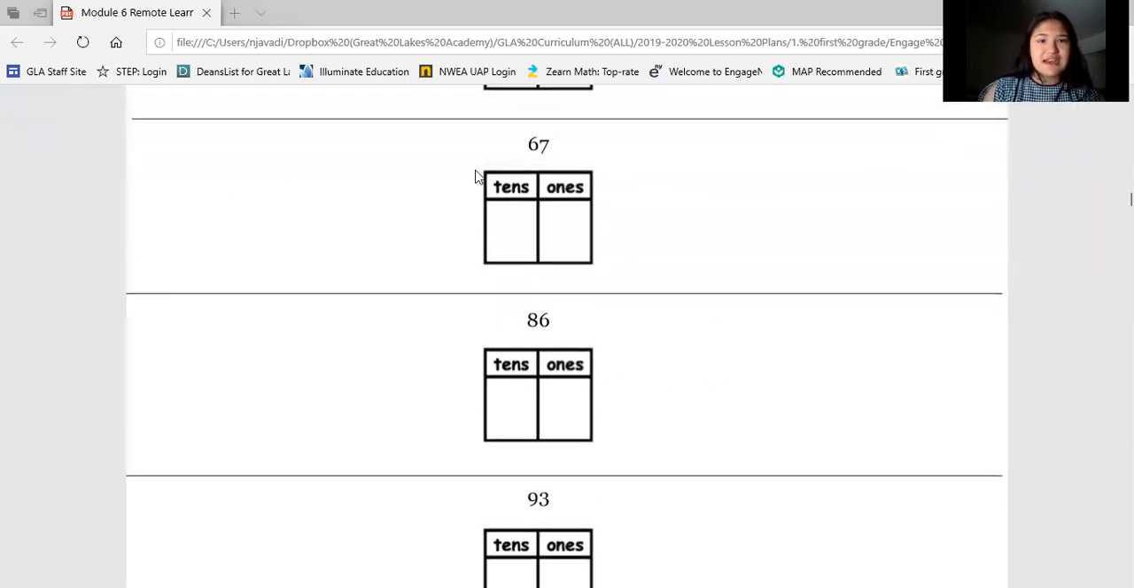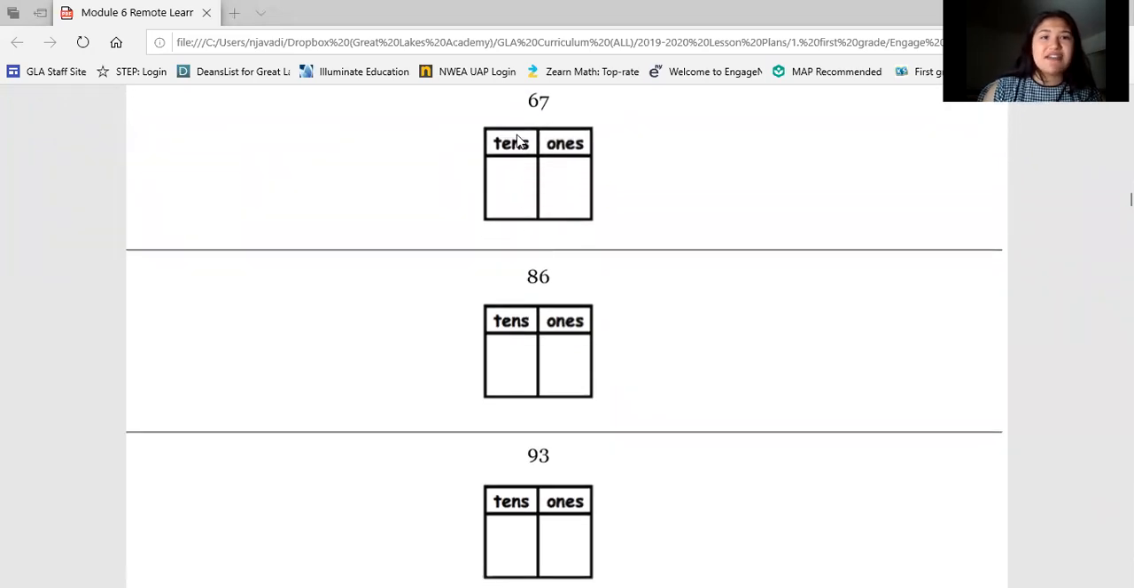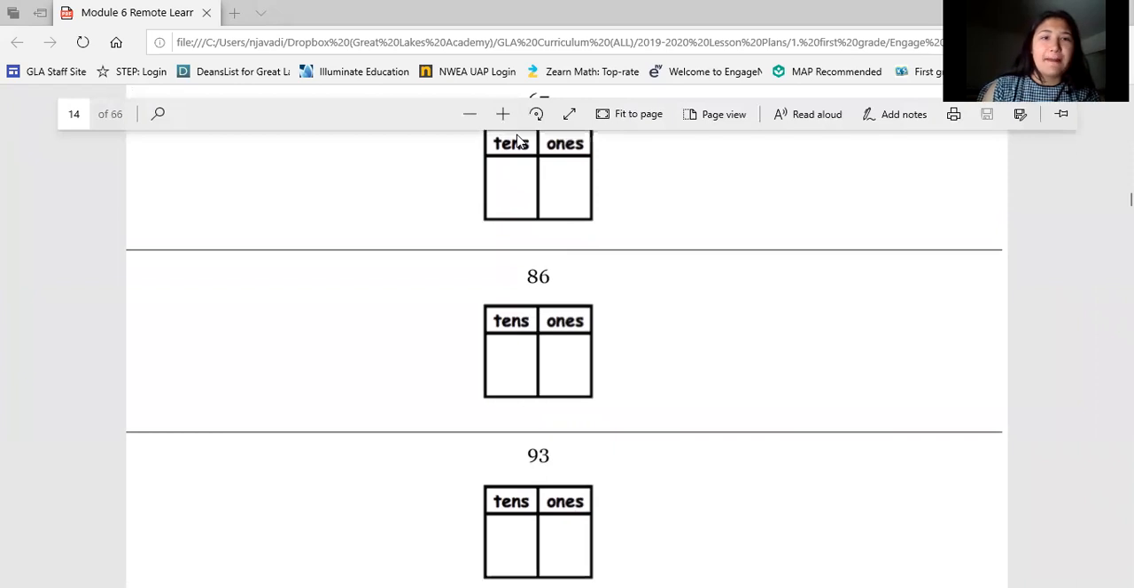This first number that I see here is 67. For 67, I know that if I break it up into tens and ones, I need to think about it first. So I have the number 67. Now I need to break it up into tens and ones.